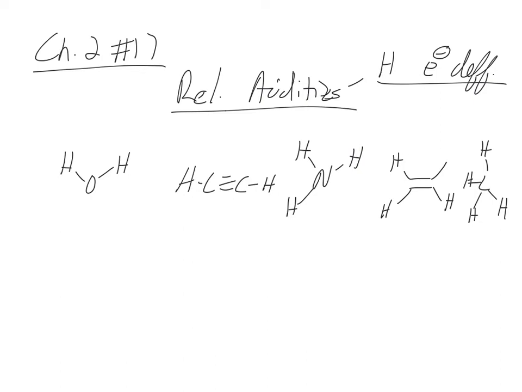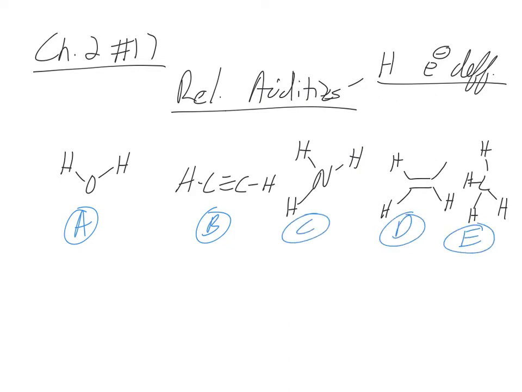We're trying to rank them, so let's label them A, B, C, D, and E. What do they have in common, and what's different about them? Let's look at all the carbons. B, D, and E are all CH bonds, but they have different types of bonds. Between B, D, and E, they all have CH bonds, but what's different about this carbon versus that carbon?